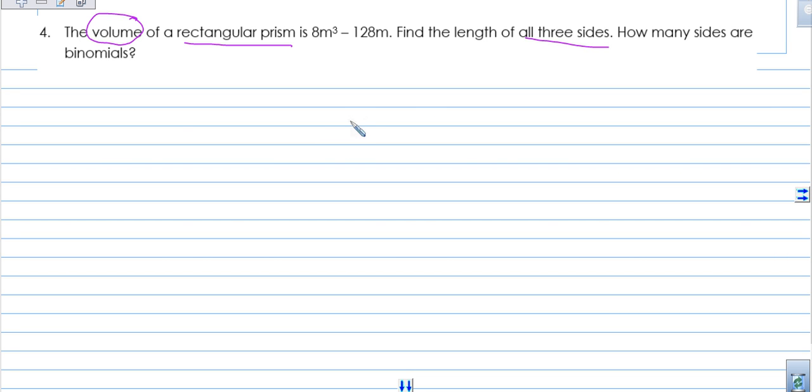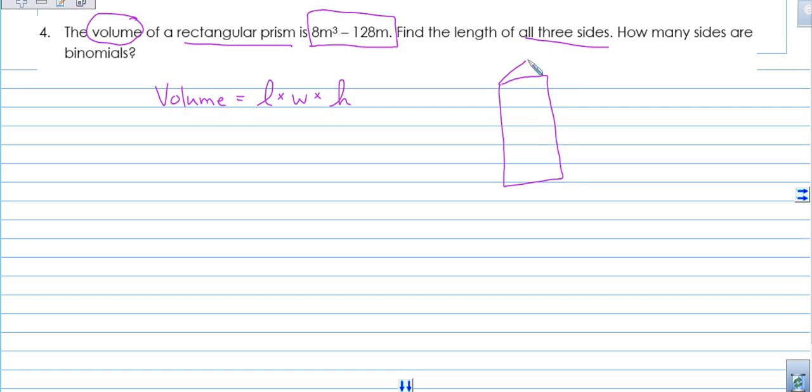Okay, so since we need to find all 3 sides, we're going to take this and factor it because the volume is the length times the width times the height. We have a rectangular prism, so I'm going to do my best to draw one. It's going to be bad, but there it is. Okay, and so it's going to look something like that.